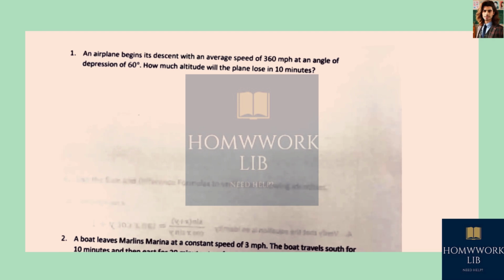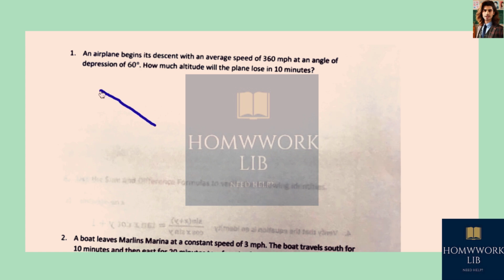Okay, let's make a quick little picture modeling the situation. If an airplane begins its descent with an average speed of 360 miles per hour at an angle of depression of 60 degrees, an angle of depression is outside of the triangle, from the horizontal looking down, which would make this 30 degrees because they have to make 90. And the angle of elevation would be 60 degrees as well.